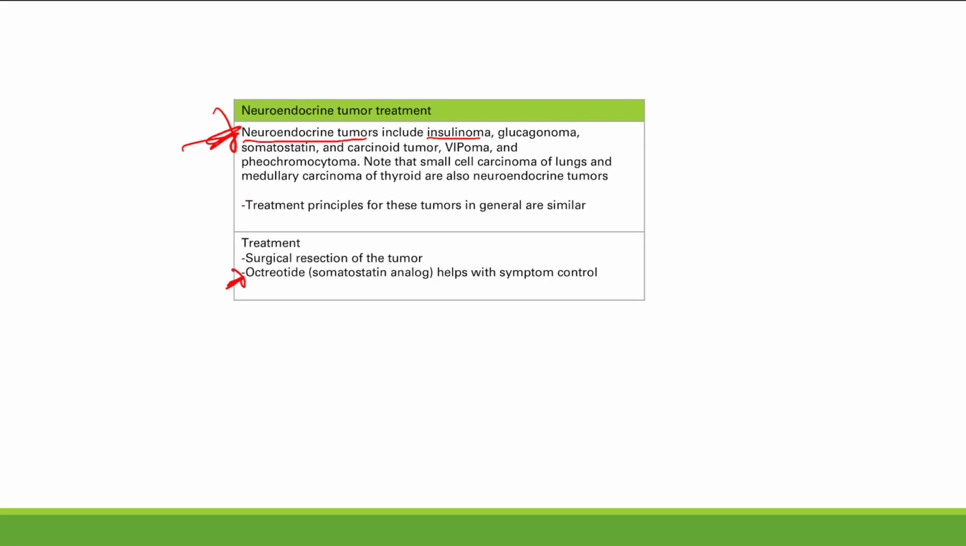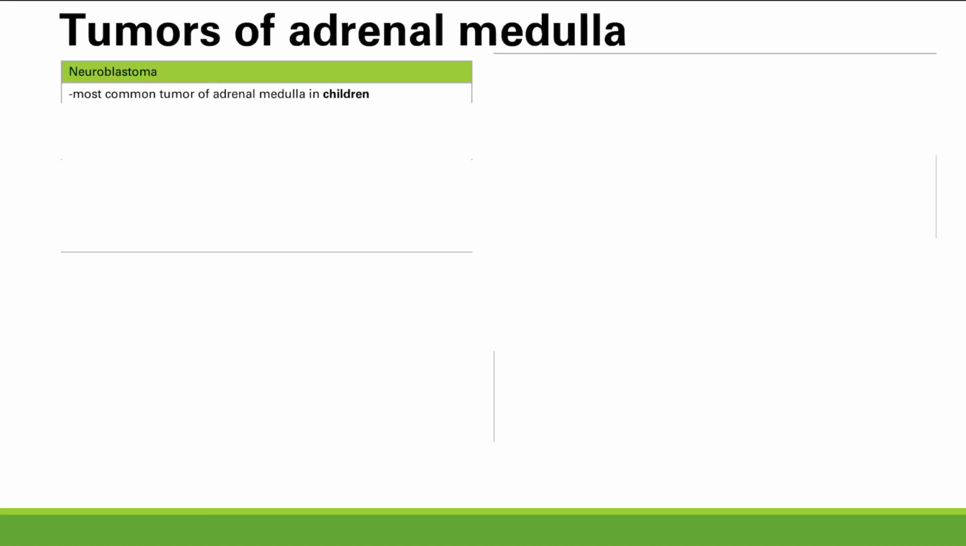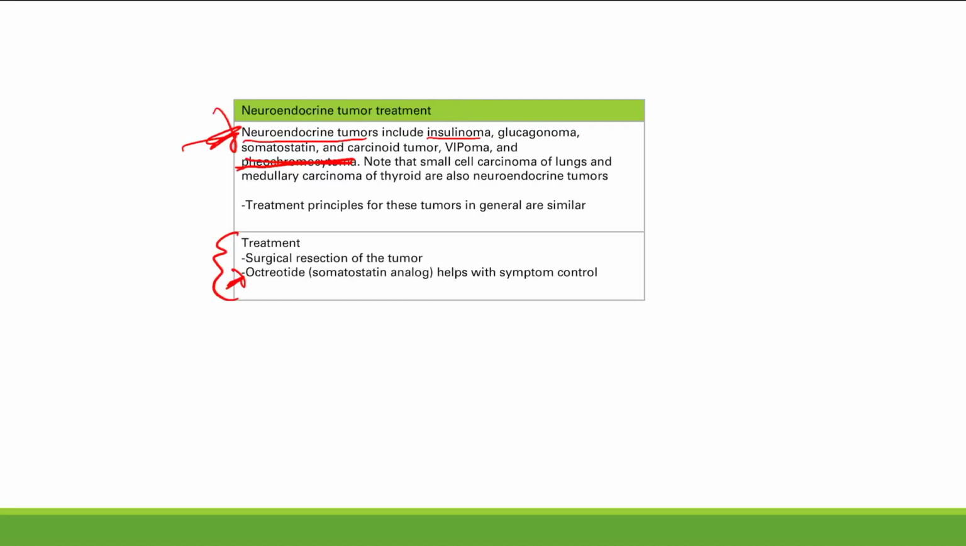Okay, I want to point out one last thing is that this general treatment is going to be the same for all these neuroendocrine tumors except for pheochromocytoma. So I'm going to cross that one out. We're going to get into pheochromocytoma in a second. But for all these other tumors, you cut out the tumor, and you can also try giving them octreotide for symptoms. Alright, so that's it for our part 1 of neuroendocrine tumors.